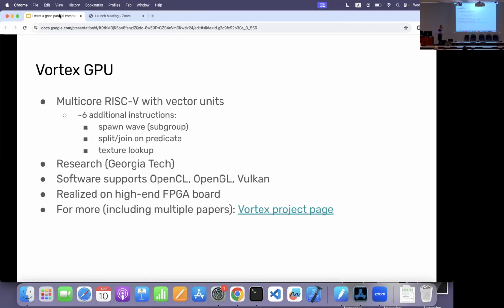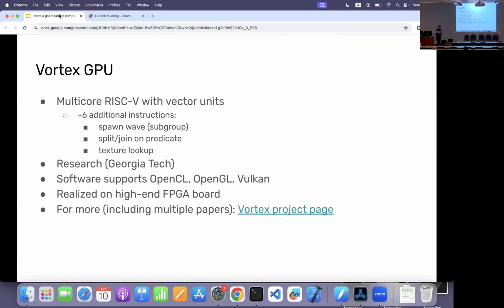So moving forward in time, another hardware model that may represent an alternative vision, maybe a better vision, is the Vortex GPU. This is academic work out of Georgia Tech. And to me it resembles Larrabee, only instead of x86, now it's RISC-V. It's multi-core, it's got vector units, and it's got 6 additional instructions that bring in the GPU world: the ability to spawn waves, splitting and joining on predicates, predicated execution. That's another detail that I've chosen not to go into in great detail in this talk, but it is central to use. And it does texture lookup, just like Larrabee did.